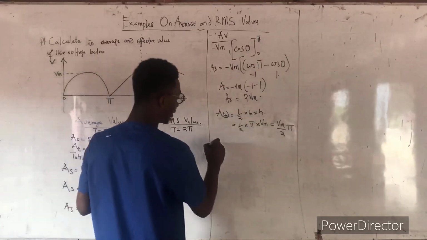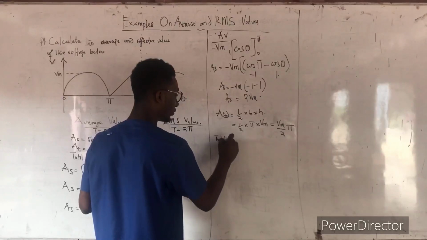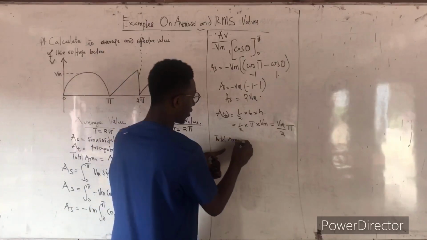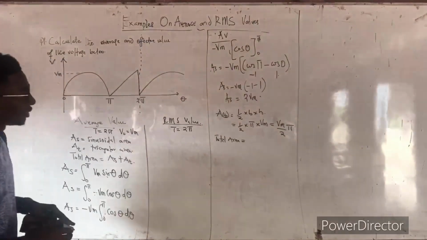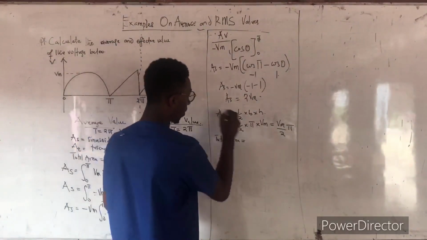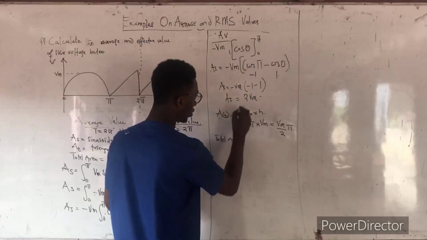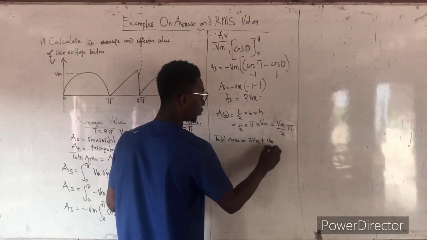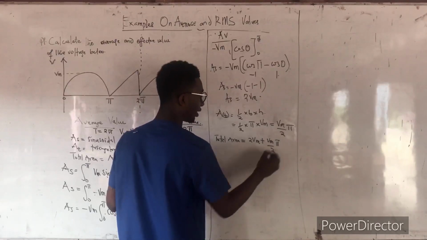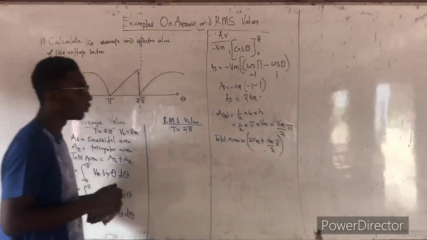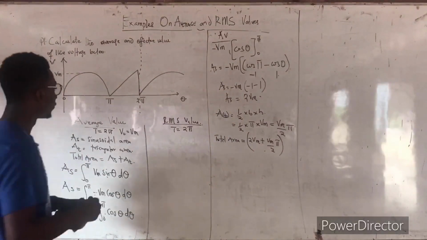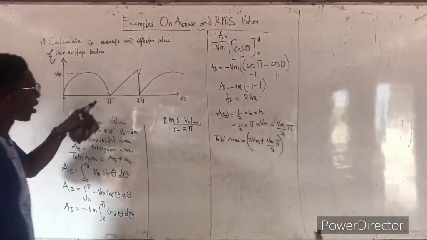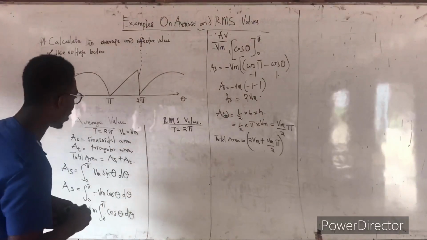So when you have this, the total area simply becomes 2 Vm plus Vm on 2 pi. So this is the value for the total area. Okay, now let's come to find the total area for the RMS value. The area for the RMS value.